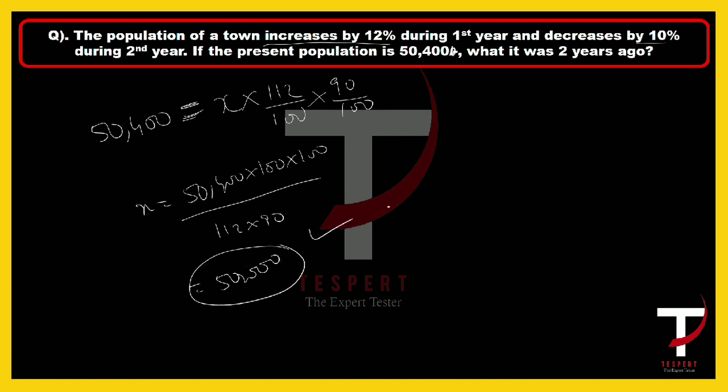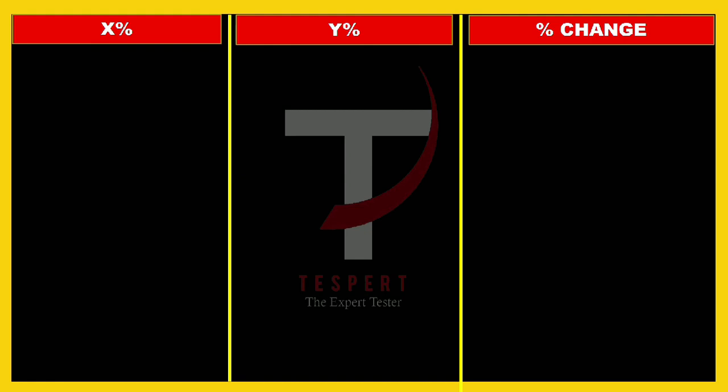Fine, let's move on to the next slide. Okay, so whenever we have two entities, the first one is x percent and the second one is y percent, and we are asked to find the percentage change, we must consider x percent and y percent. So in order to calculate the percentage change, let us see how.